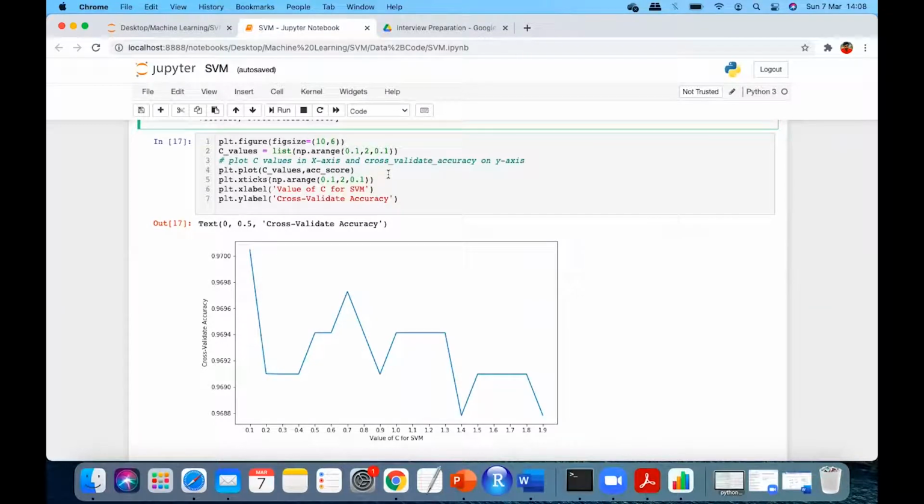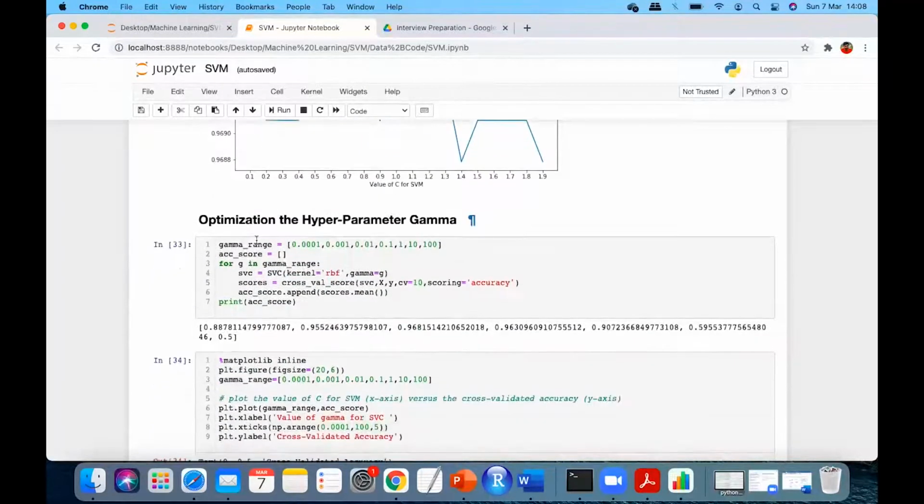So what is the value you will select by looking at this graph? 0.1, which is the max. For now 0.1, but if you further want to drill down, you can go ahead and find out an exact value. But for now, let's settle that the accuracy is best at 0.1, and that is the reason I'm selecting 0.1. Okay. Now let's talk about gamma.